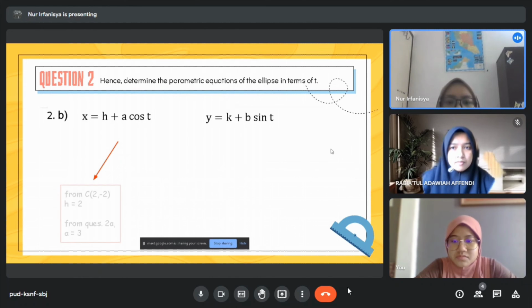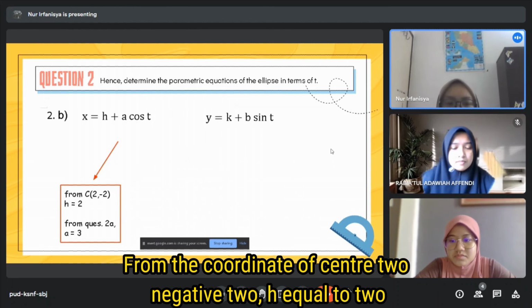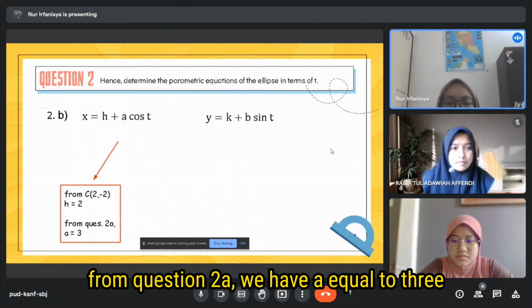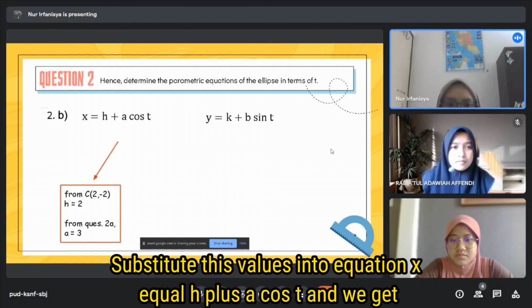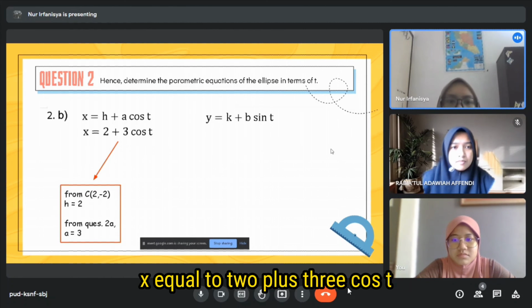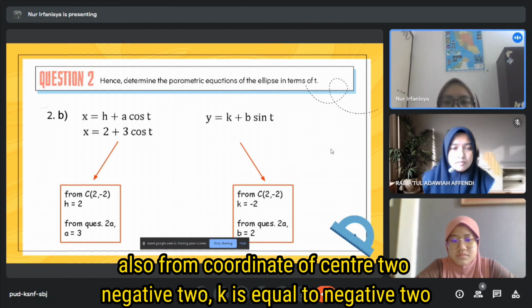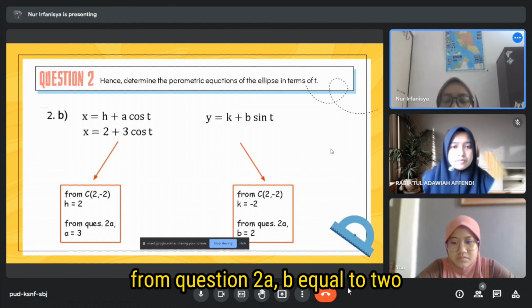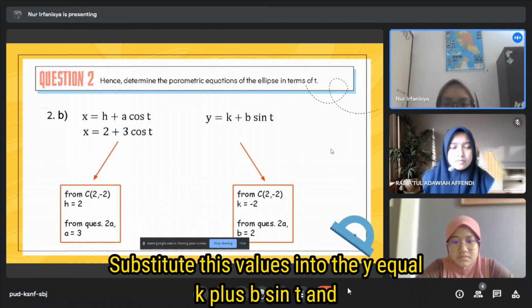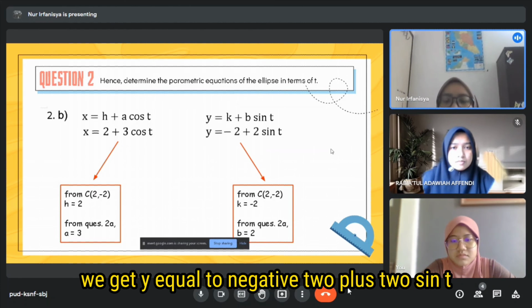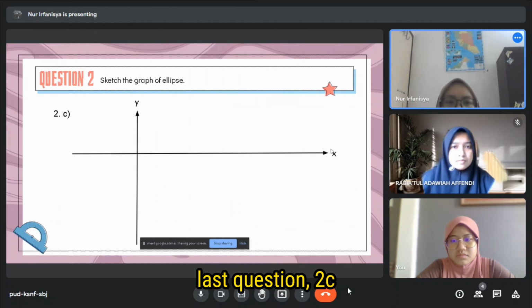From the coordinate of the center, 2, negative 2, h is equal to 2. From question 2a, we have a equals 3. Substitute these values into x equals h plus a cos t, and we get x equals 2 plus 3 cos t. Also, from the coordinate of the center, 2, negative 2, k is equal to negative 2. From question 2a, we have b equals 2. Substitute these values into y equals k plus b sin t, and we get y equals negative 2 plus 2 sin t.